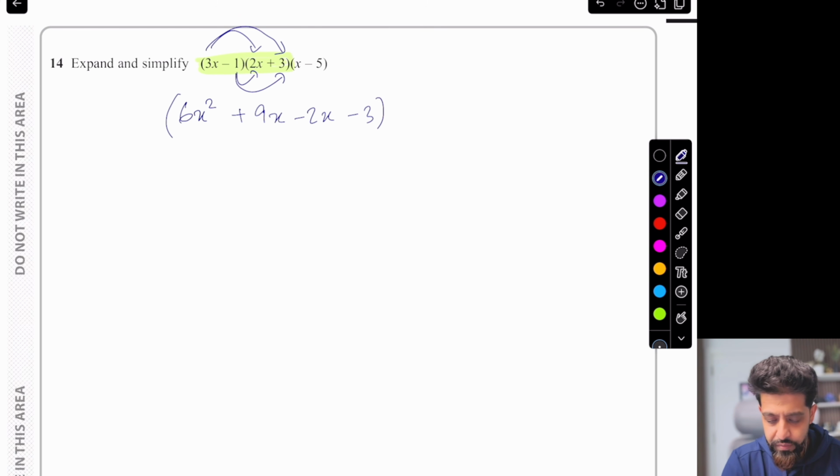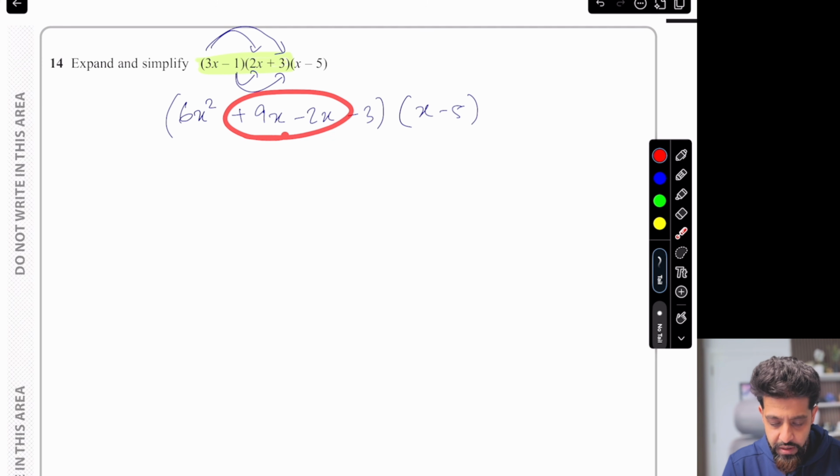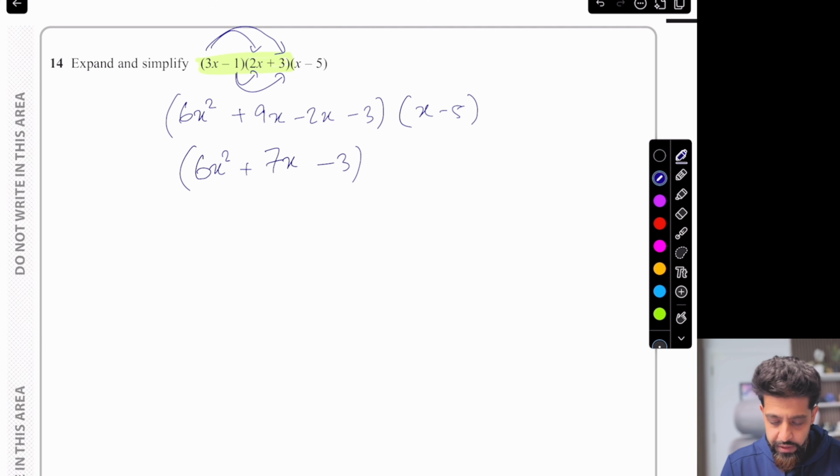So that's one bracket, and then the x minus 5, we can continue writing it there. Then we need to collect the like terms right there. So 9x minus 2x is 7x. And we've got the 6x squared and minus 3 there.